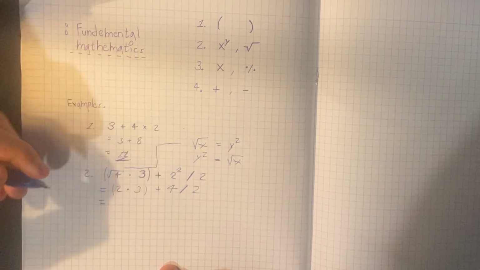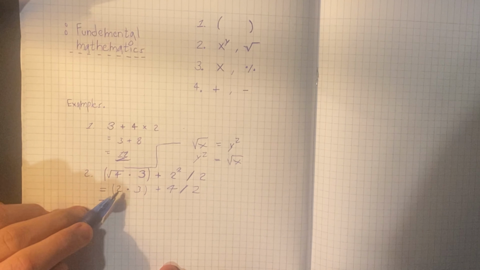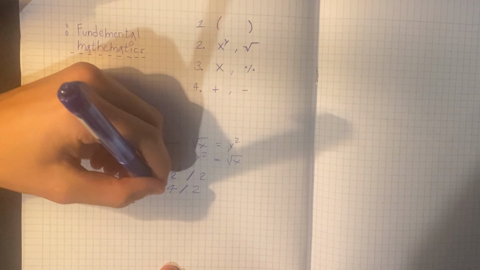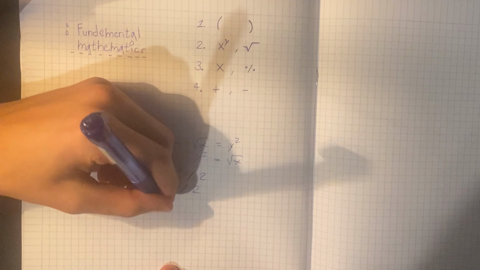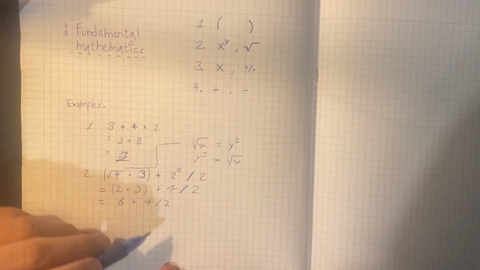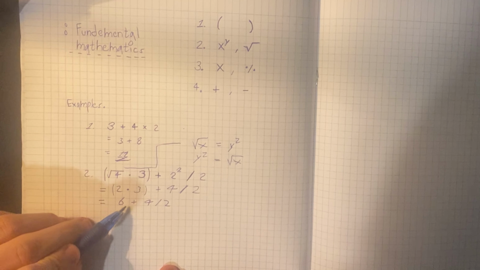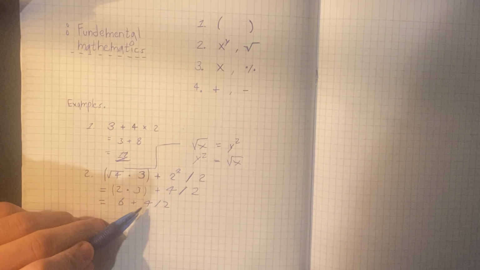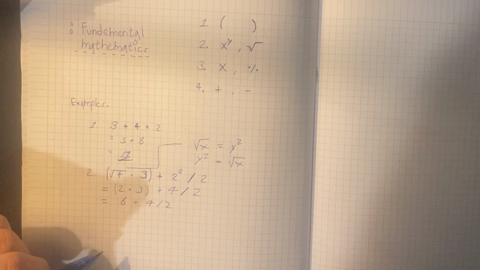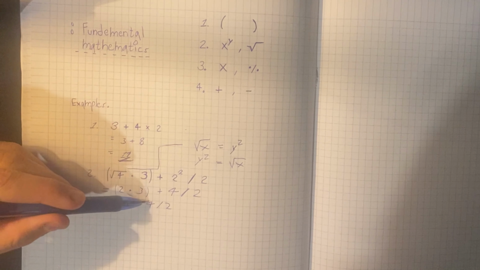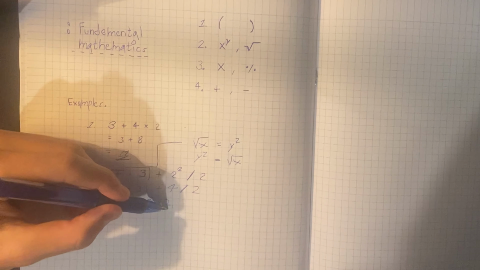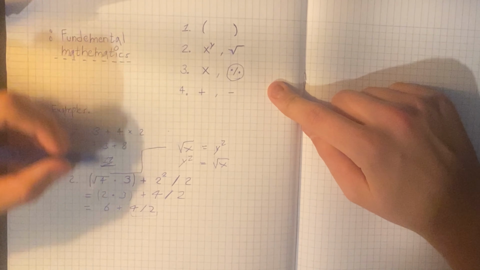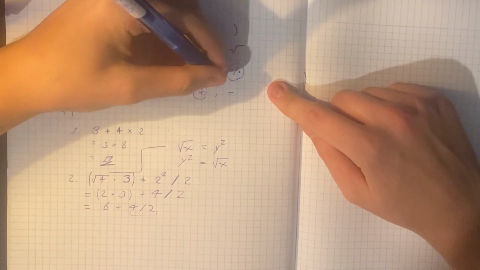So let's make it a little bit easier. We'll go over the parentheses first, which is 2 times 3 is equal to 6, plus 4 divided by 2. And now we see here, which one are we supposed to go with first? Are we supposed to go with 6 plus 4, which is equal to 10, or should we go with 4 divided by 2 and then plus 6? The correct answer here is to go with the division first. If we look at this table, we see that division goes over the addition.